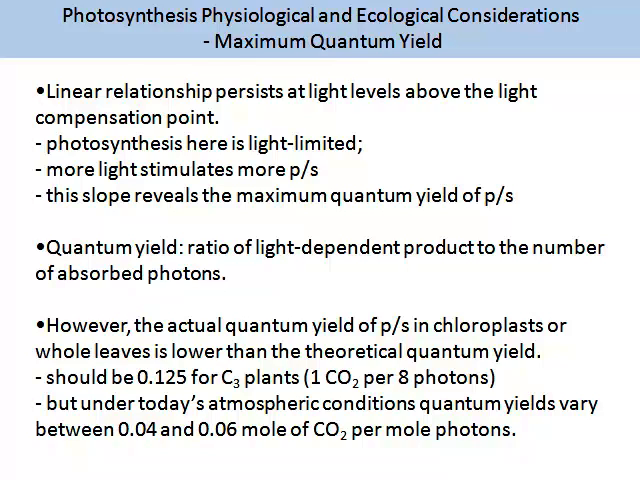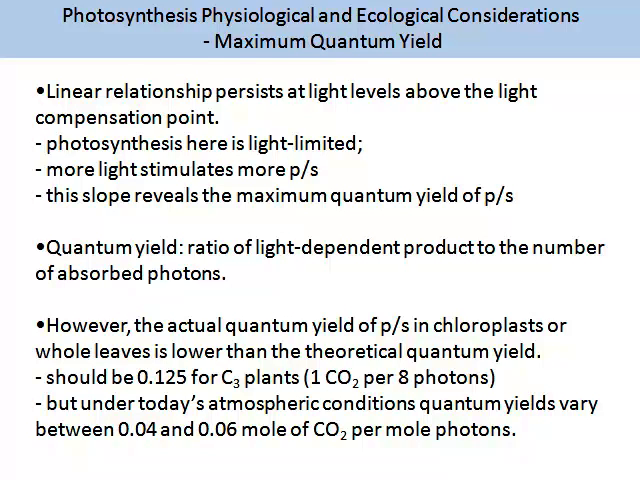Another measurement of photosynthetic efficiency is called the maximum quantum yield. It describes the linear relationship which persists at light levels above the light compensation point. Photosynthesis here is light limited. More light stimulates more photosynthetic systems. This slope reveals the maximum quantum yield of photosystem. Quantum yield is the ratio of light-dependent product to the number of absorbed photons.